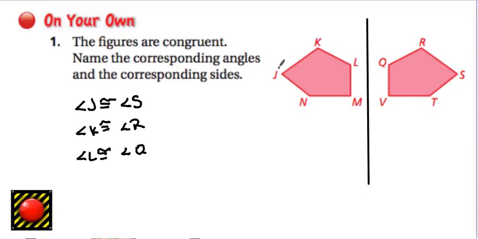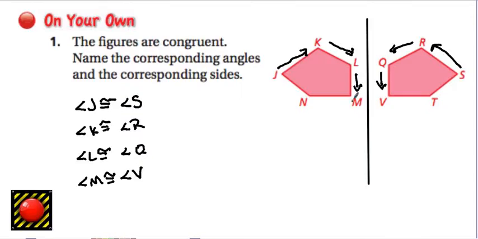And you can see after you go to J and K, S to R, you can see how it just kind of keeps matching up as you go around the figure. So angle M is going to be congruent to or corresponding with angle P. See how if you just keep going around the figure? And so our last angle is angle N, and it has to be congruent to and corresponding with angle T.